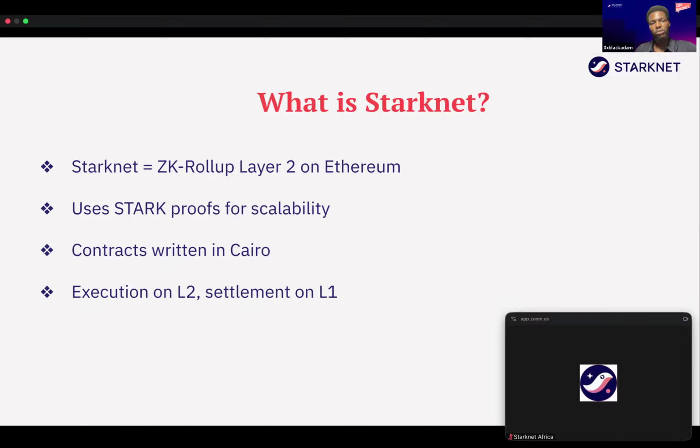Starknet is unique because it uses ZK. ZK technology makes it very fast to run transactions without using high computational power compared to other layer twos. And then it uses Stark proofs for scalability as well. And the contracts are written in Cairo. So Cairo is a programming language, it's Rust-like.